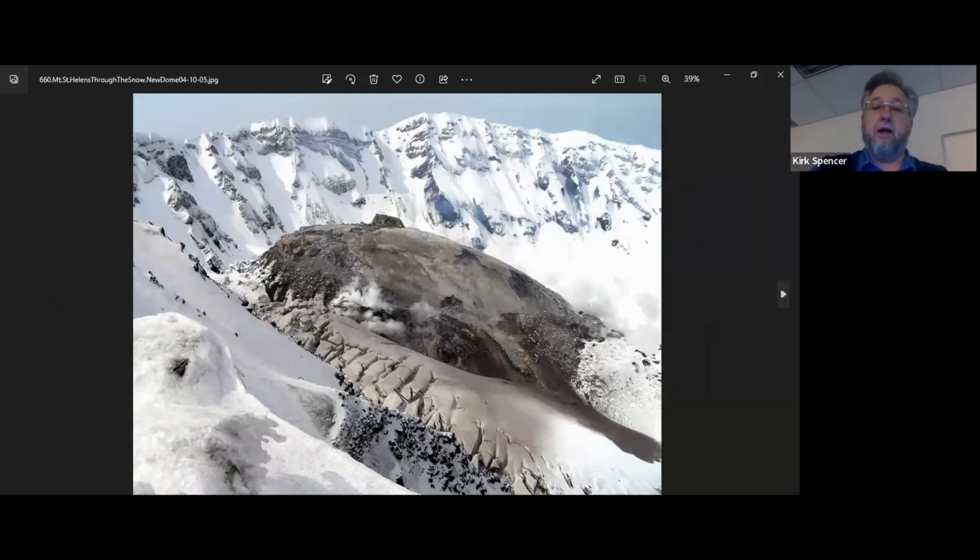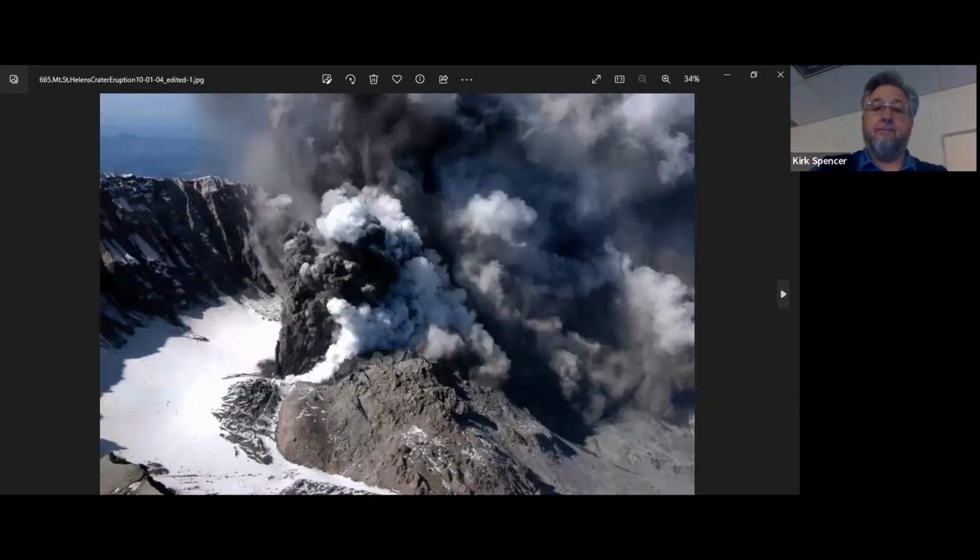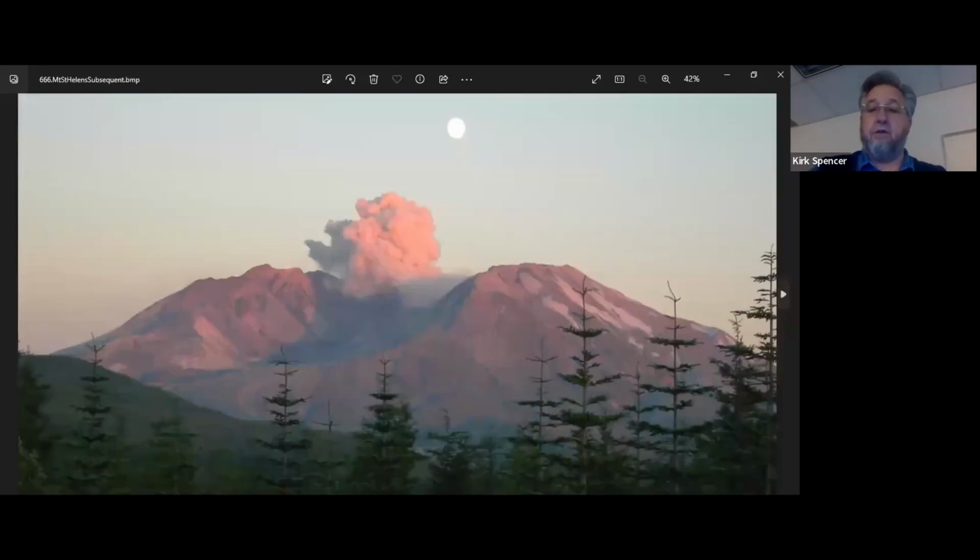Which is a good thing. That acts like a cork. It holds everything in. From time to time, there'll be outgassing, release of pressure along the edges of the lava dome, as you can see here.